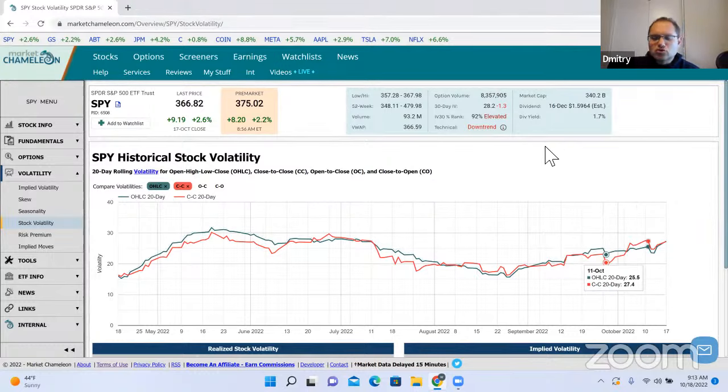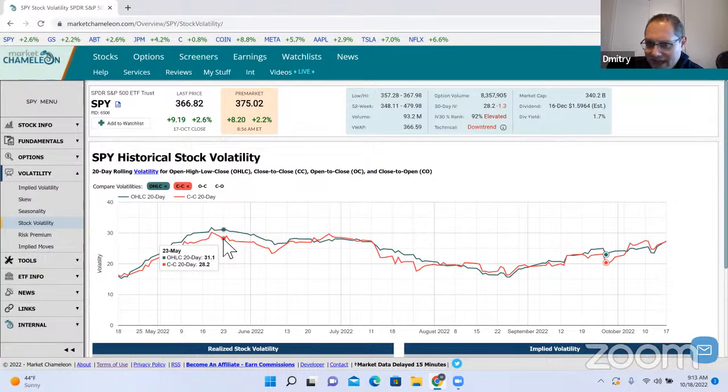When we look at these 2 lines right now, they're very close together. The way to read it is if they grow far apart, let's say the open, high, low, close versus the close to close, if we see big gaps, it could mean a couple different things depending which way they're moving.